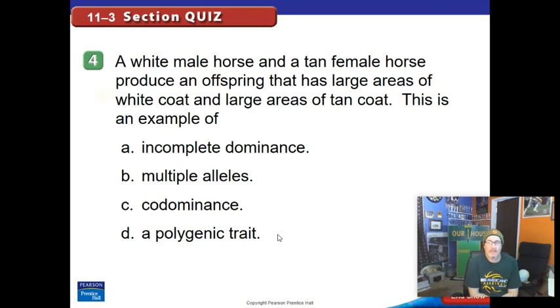A white male horse and a tan female horse produce an offspring that has large areas of white coat and large areas of tan coat. This is an example of spotted, speckled. Actually, I think in horses it's referred to as palomino. Both dominant traits are seen. They're seen together, codominance.